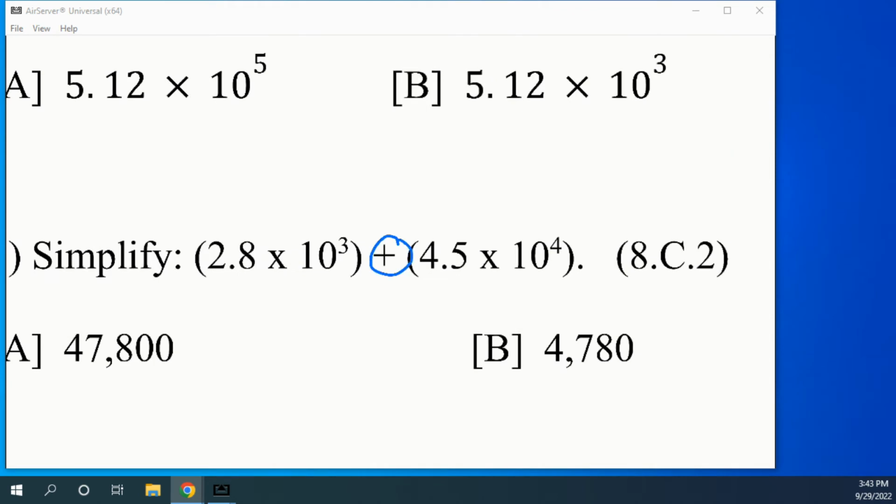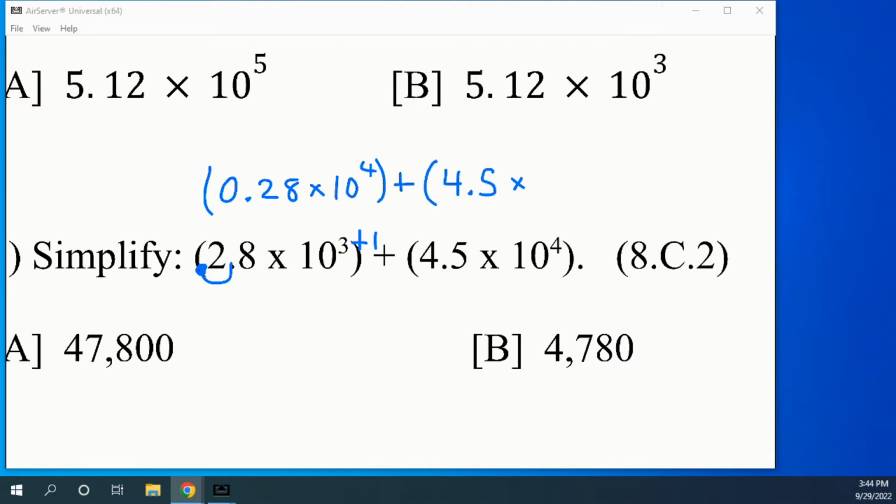Simplify this. This is an addition problem, so we need to have the same exponents. So what I'm going to do is increase my 3 by 1, which means I must decrease my decimal by 1 place value. I'm going to rewrite it above. So this would be 0.28 times 10 to the fourth plus 4.5 times 10 to the fourth. By getting those exponents to be the same, that's essentially like lining up our decimals. Now all we have to do is add.